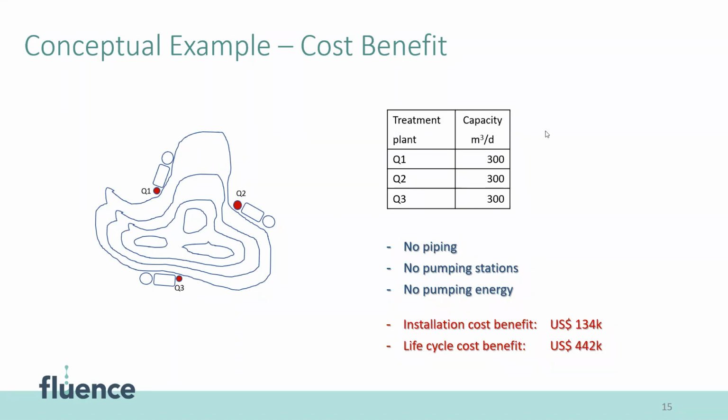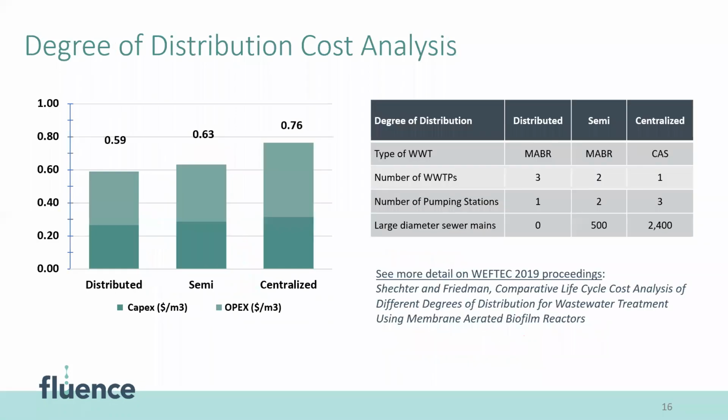And just for this very small example, the investment cost benefit would be more than $130,000 for the project, and over the lifetime of the project, it would be almost $500,000 for this very small town to bear. So that gives an idea of the sizes and the prices.